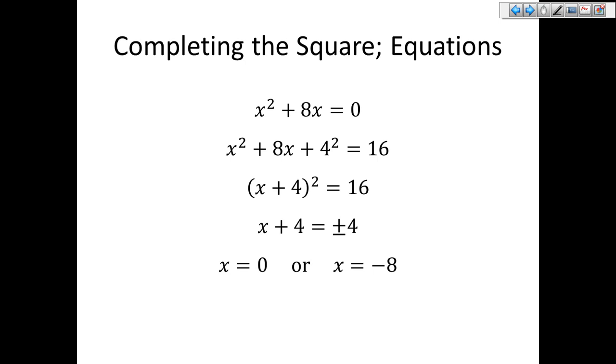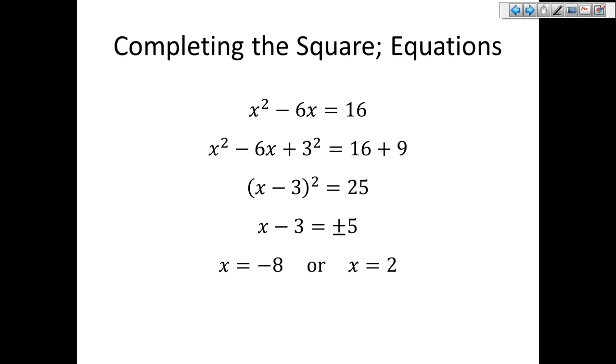So it's the variable, then whatever this sign is. If it was minus 8x, it'd be minus down here, and then my 4 drops down. Taking the square root, I get x plus 4 equals plus or minus, excuse me, a positive or negative 4. Subtract the 4 over, and I get x equals 0 or x equals negative 8.